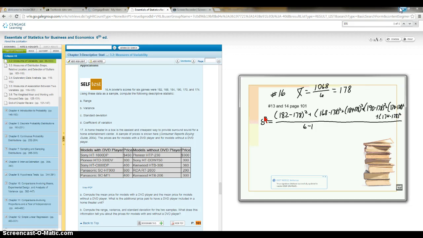Does that make sense? And what is n? N is how many? How many are there? 1, 2, 3, 4, 5, 6. Okay, and that gets you the variance? Mm-hmm. Okay, thank you. You good? Yes. Perfect.